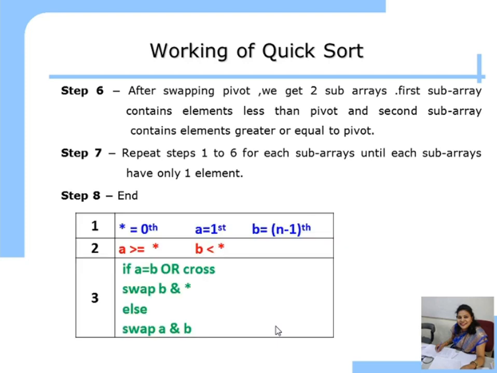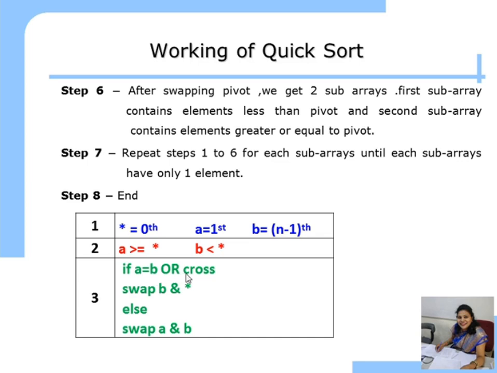And this is the shortcut. First part, initialization: A, B and pivot. The pivot should be the 0th element, A will be first and B will be last, that is n minus 1. Then we adjust such that A should have a value greater than or equal to the pivot and B's location should have a value less than the pivot. And then we check: if A and B are not equal and not crossed, then we swap A and B, until they come to the same position or cross.